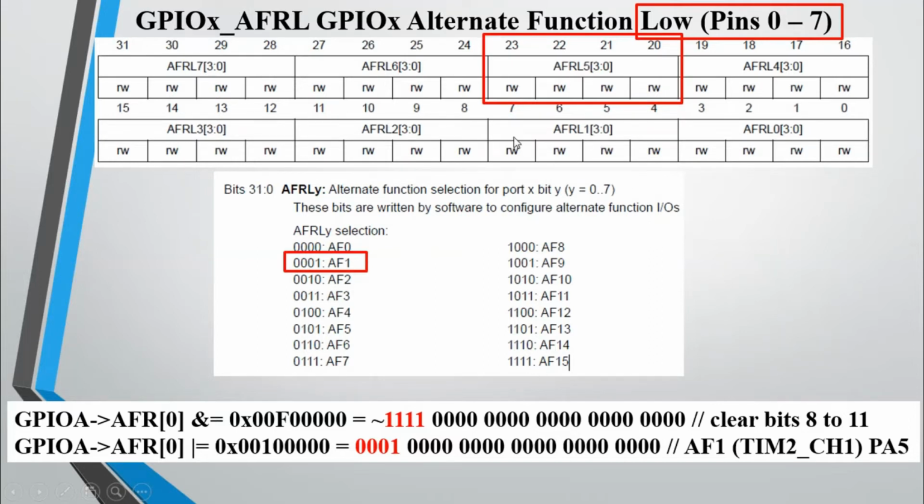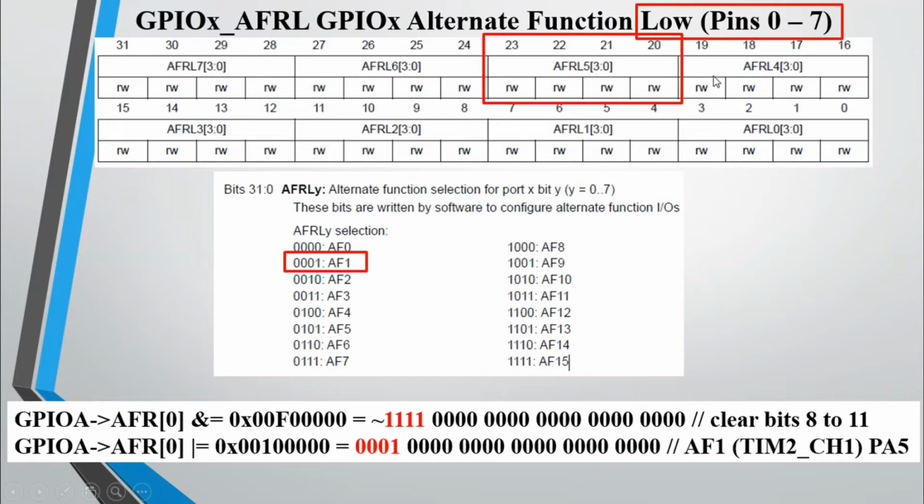The next 4 bits are used for configuring the alternate functionality of PA1. The next 4 bits are used for PA2, and like that. So in my case, I need to configure the alternate functionality of PA5, so I am taking bits from 20 to 23. It is written AFRL5. That means these 4 bits are used for configuring the alternate function of GPIO A5, that is PA5. So you are configuring bit numbers 20 to 23.